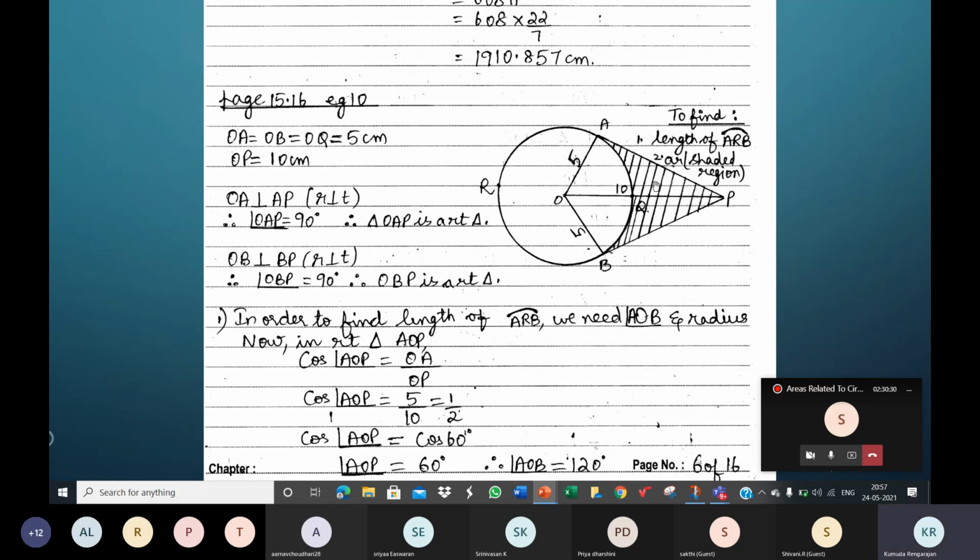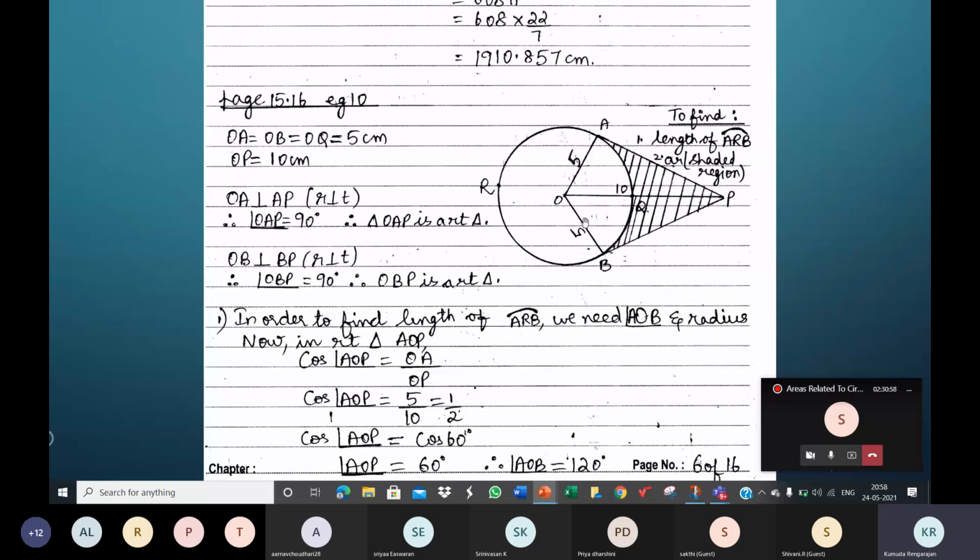Since it's a right triangle, we are trying to connect this angle with the known sides 5 and 10. 10 is the hypotenuse, because this is the right angle. For this angle, this is the adjacent side and this is the opposite side. So we are connecting this angle with its adjacent side OA and the hypotenuse OP using cos. So AOP is 60 degrees, which means AOB is 120 degrees.